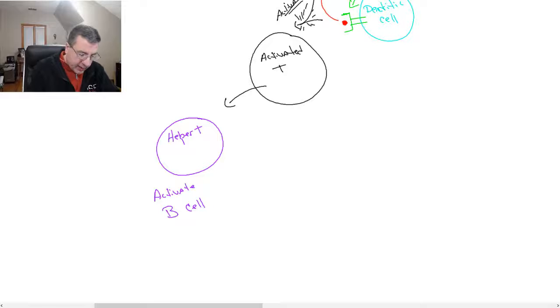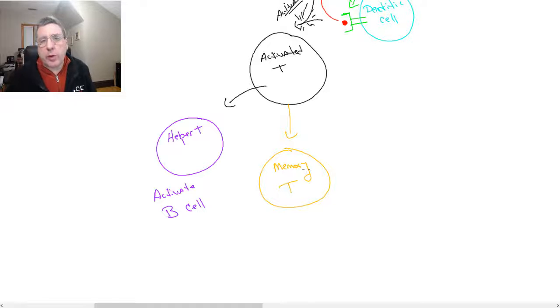The other thing that it can do, let me use a couple different colors here, is become a memory cell. Let's do memory first. It could become a memory T cell.